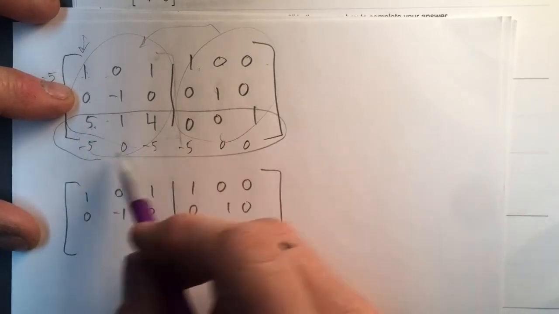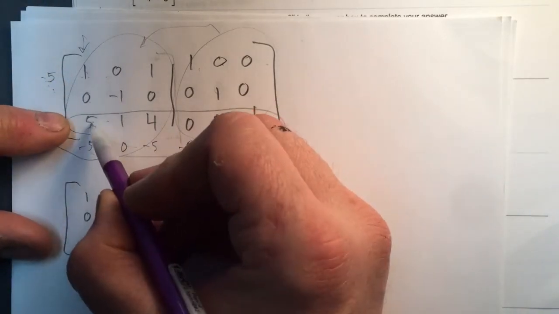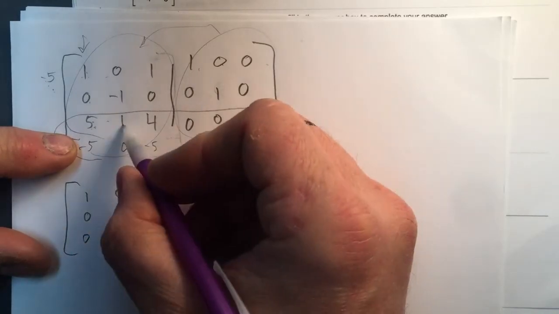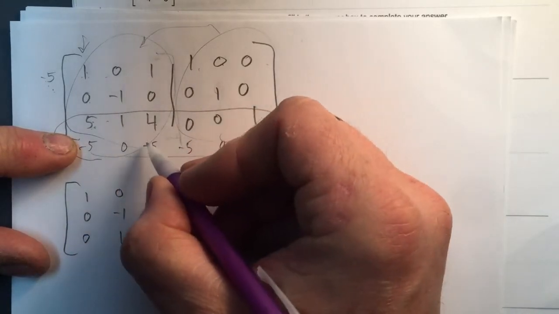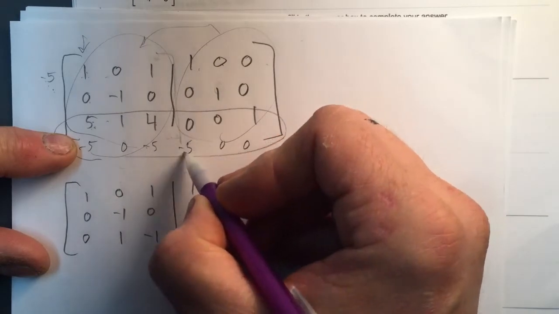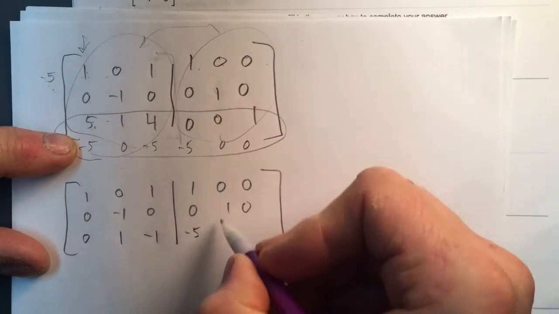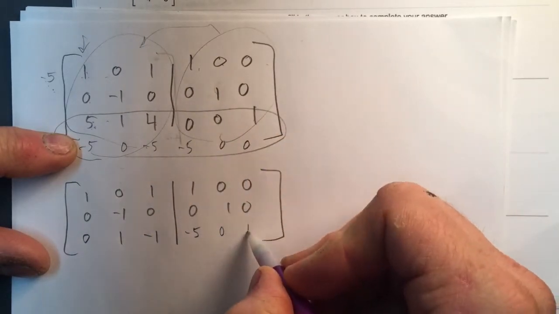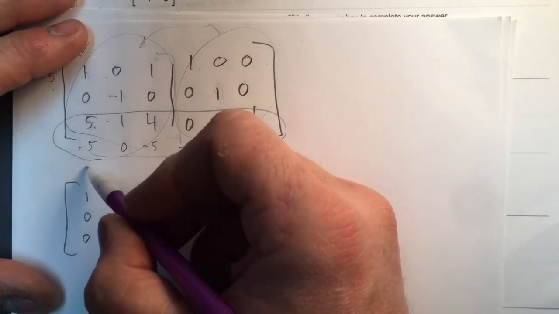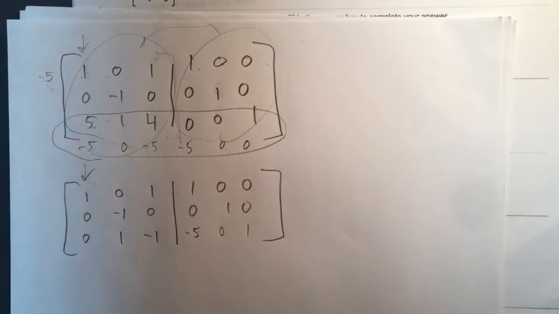Now down here I'm going to add these two together. So 5 plus -5 is 0. 1 plus 0 is 1. 4 plus -5 is -1. 0 plus -5 is -5. 0 plus 0 is 0. 1 plus 0 is 1. And there you go. My first column is set. Good to go.